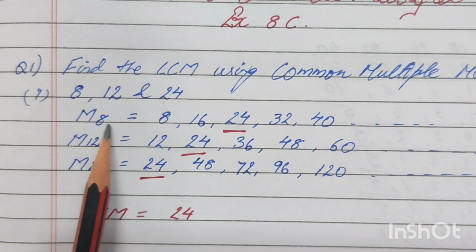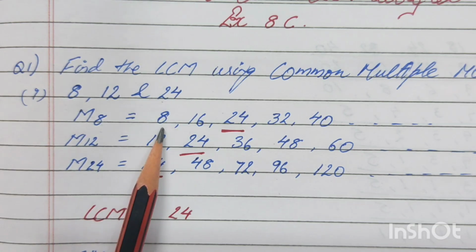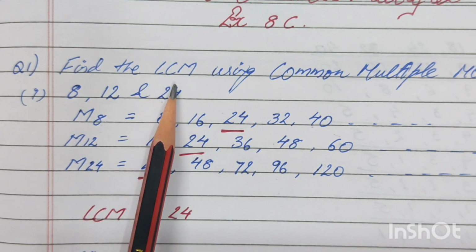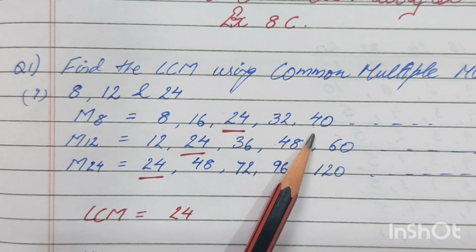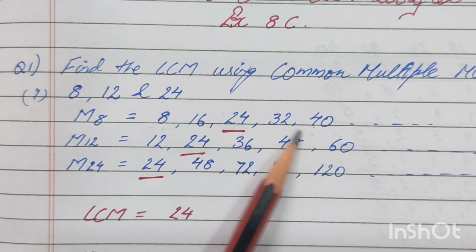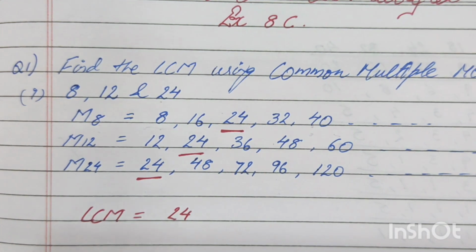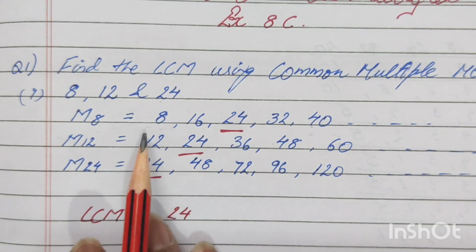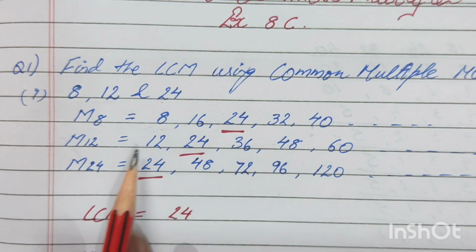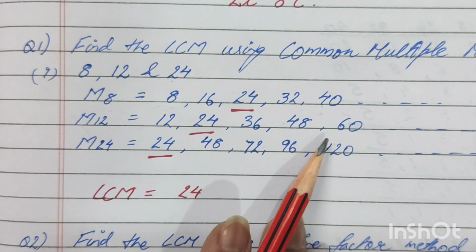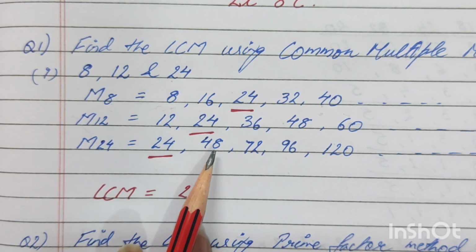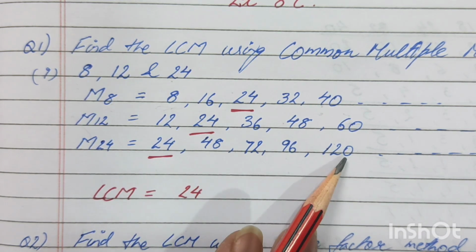So the multiples of 8 are, write the table of 8. I have taken the first 5. Generally in the first 5 multiples, children, you will get the LCM. So you try to first take the 5, and if you don't get it, then you can proceed further. For multiples of 8, write the table of 8 five times: 8 ones are 8, 8 twos, 8 threes, 8 fours, 8 fives. Multiples of 12, also till 5. Multiples of 24, you multiply 2 times, then 3 times, 4 times and 5 times.